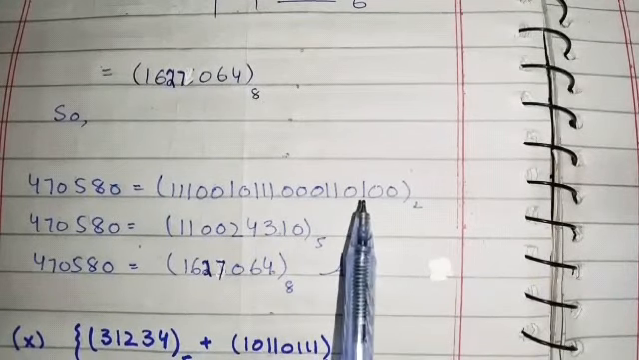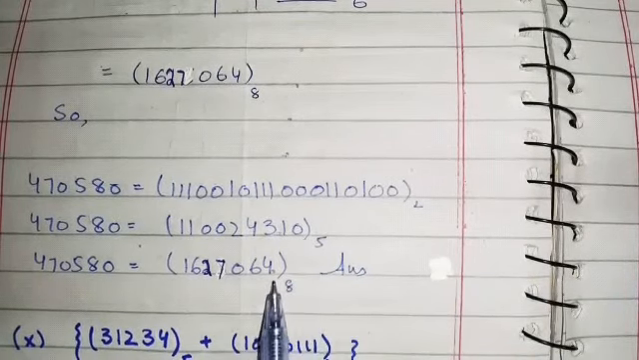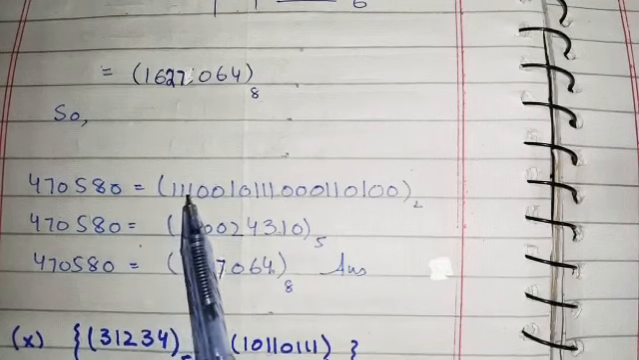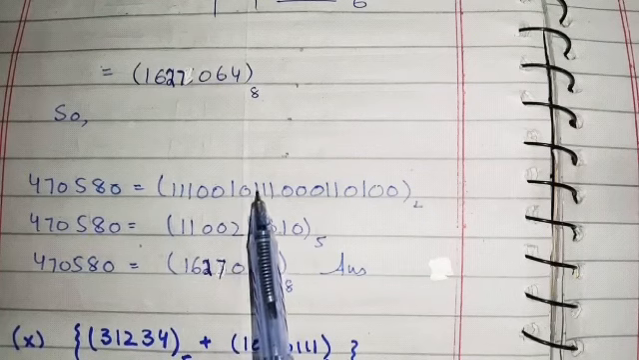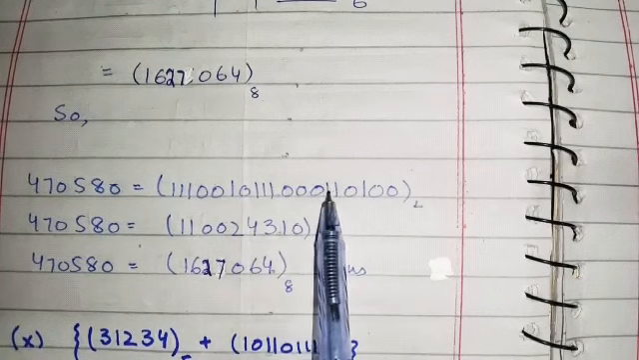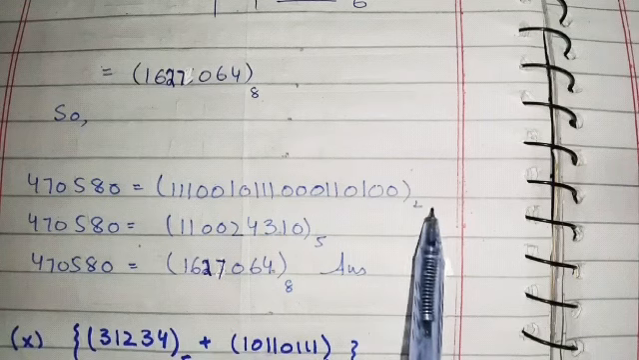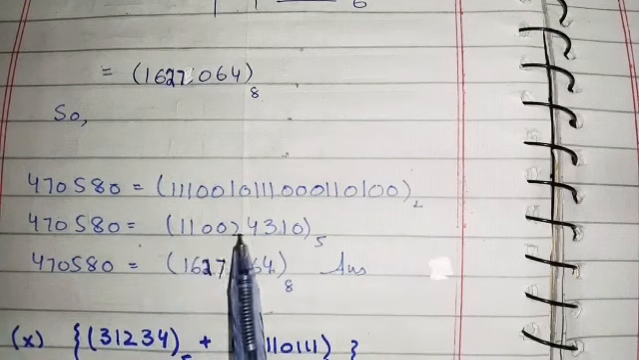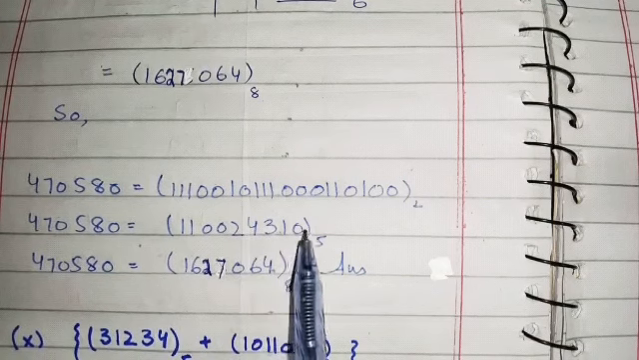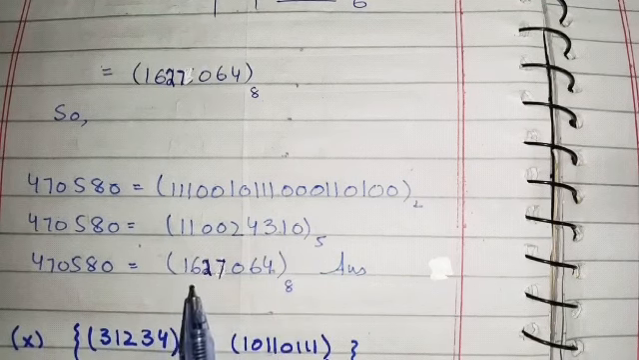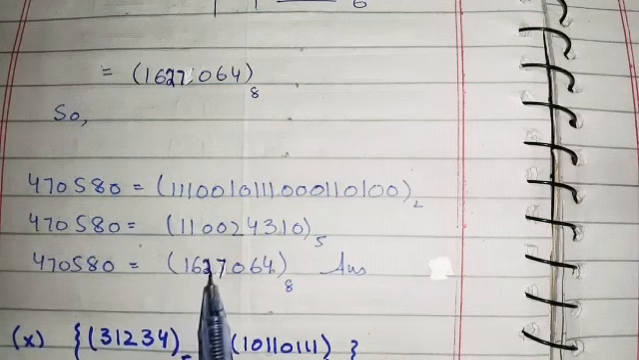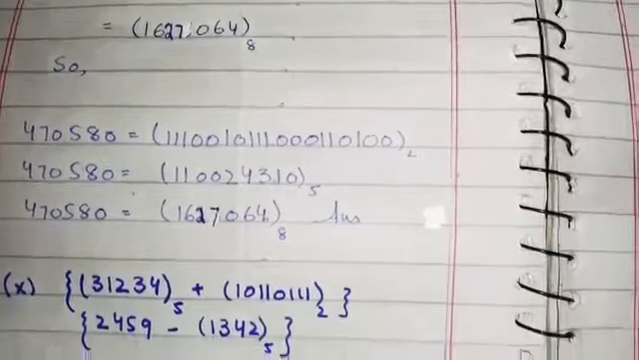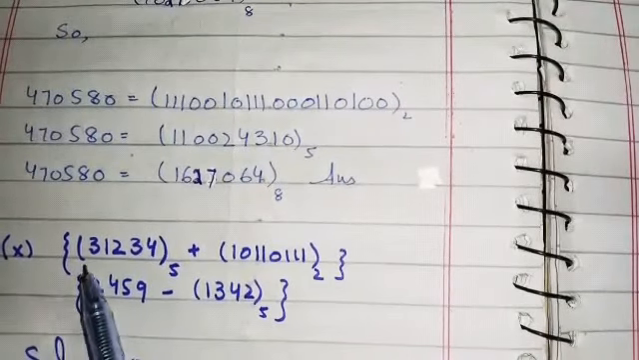So this is our answer in binary number system, base 5 number system and octal number system. In binary number system we have our answer 1110010 111000110 with base 2. In base 5 number system we have our answer 1100243110 with base 5, and in octal number system we have our answer 1627064 with base 8.